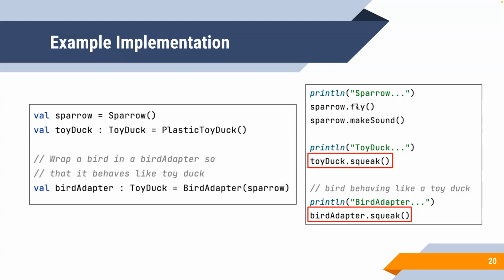Over here, this is kind of like testing. I did not include the output, which is my bad. But the sparrow is going to make sound. So here, this is just going to say chirp, chirp. But then the toy duck is going to squeak, so it's going to print squeak. But then here you can see bird adapter.squeak. It's not going to print squeak. It's going to print chirp, chirp. But it's still technically a toy duck. So here's a way that we've taken code that already exists and adapted it to what our client, the shop, needs.